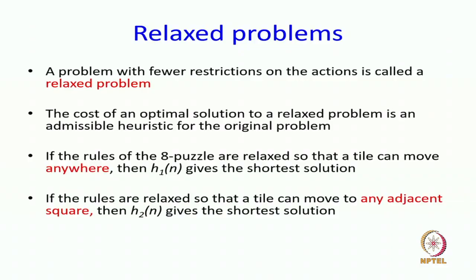So as it says in the slide, if the rules of 8 puzzle are relaxed so that a tile can move anywhere, then H1 gives the shortest solution. If the rules are relaxed so the tile can move to any adjacent square in spite of whether there is a tile there or not, then H2 gives me the shortest solution, right. So whenever you are given a new problem, you have to analyze what constraints are going on, and based on those constraints you have to say, okay, let me create a relaxed problem, and based on that come up with an admissible heuristic.